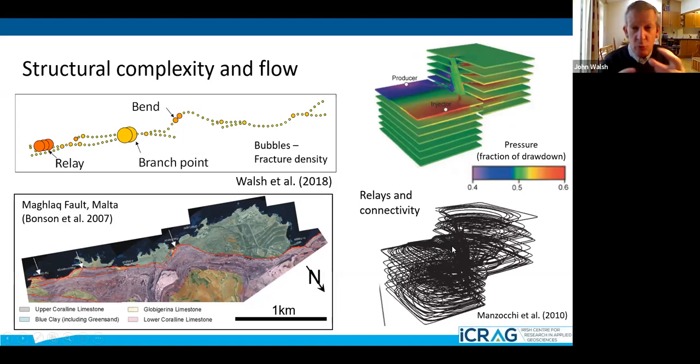It's a great way, complexity of structure, the bending of the beds, the breaching of the relays is a great way of connecting things up and to get fluids. Ultimately, they generally move upwards, of course, because that's the way of the world.